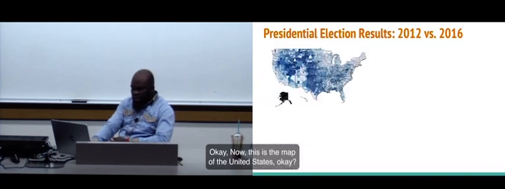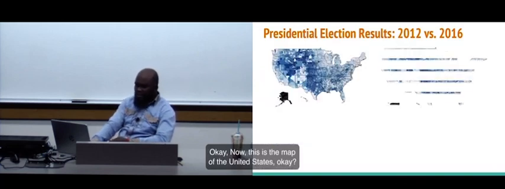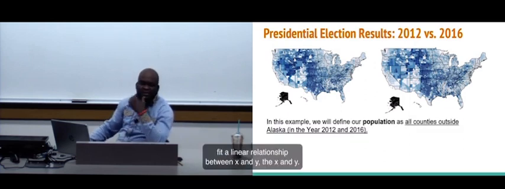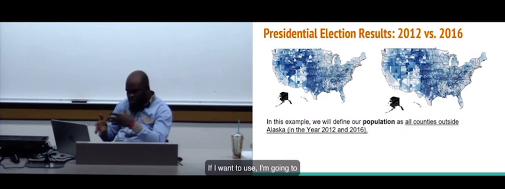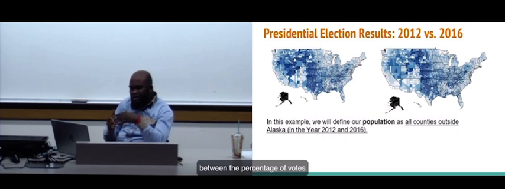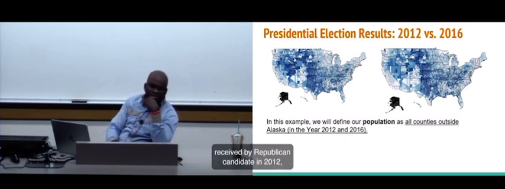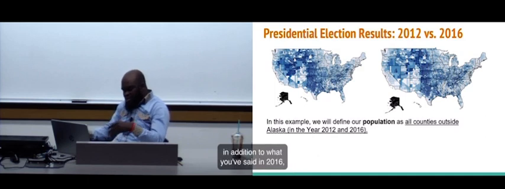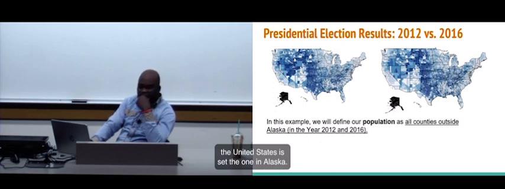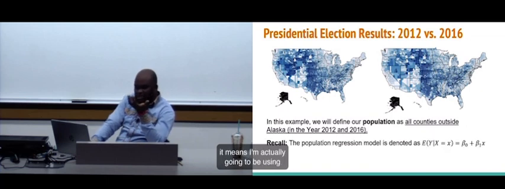Now, this is the map of the United States. If I decided to fit a linear relationship between X and Y, I'm trying to characterize a relationship between the percentage of votes received by a Republican candidate in 2012 in relation to what he received in 2016. I'm deciding to use all counties in the United States except the one in Alaska. It means I'm actually going to be using a population regression model. That is not a sample.